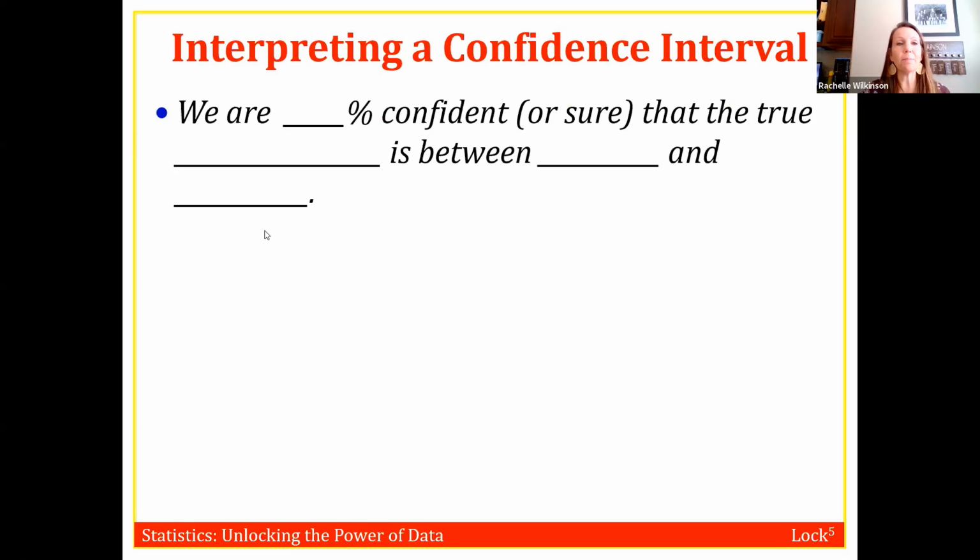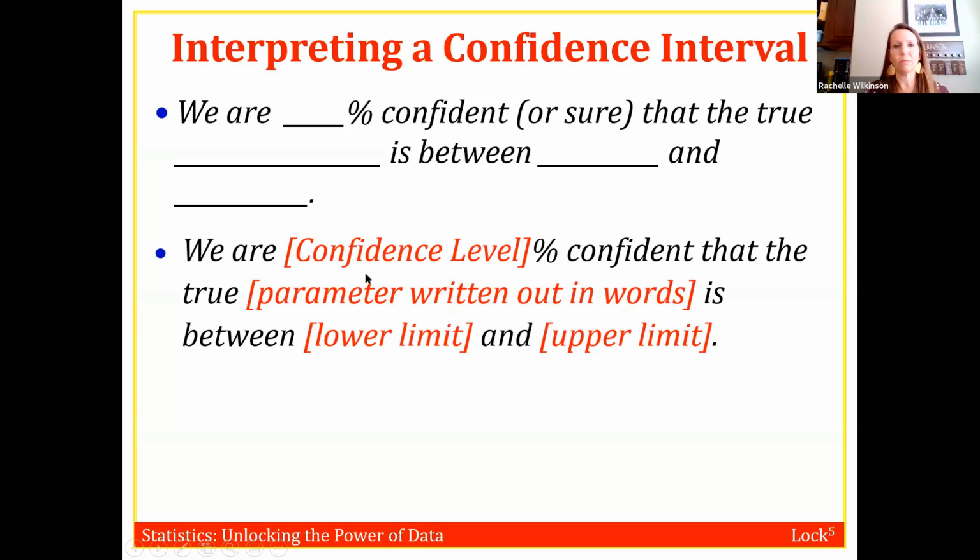Okay, so this is kind of the basic pattern that we're going to use. We are going to say we are, and then fill in the blank with whatever our confidence level is, which for today, we've only been talking about 95% confidence intervals. Next class, we're going to look at, well, what if I want to be more confident than 95%? Or less confident than 95%? Can I create a confidence interval that's different from 95%? The answer is yes, and we're going to talk about how to do that. For today, this is always going to be 95%.